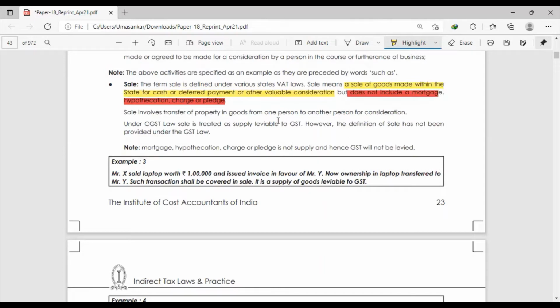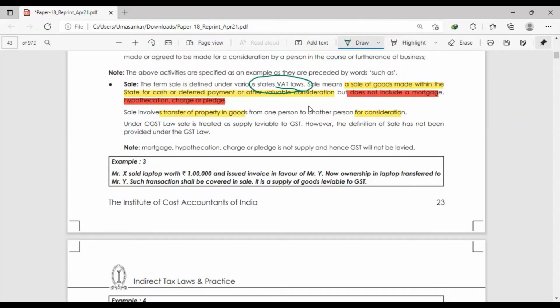Sale involves transfer of property in goods from one person to another person for consideration. Under GST law, sale is treated as a supply liable to GST. However, the definition of sale has not been provided under GST law. It is given as a definition under VAT law. Okay, this is important. We have taken it from the state VAT laws.